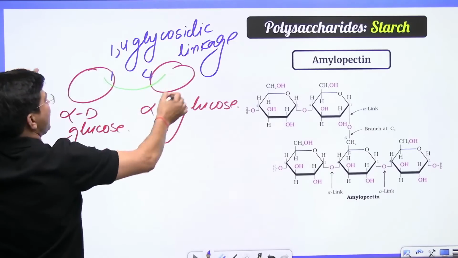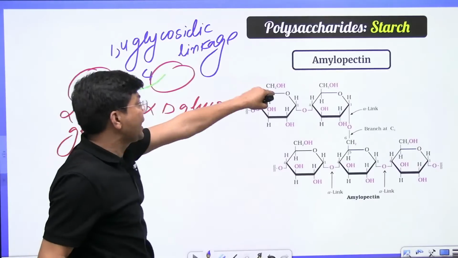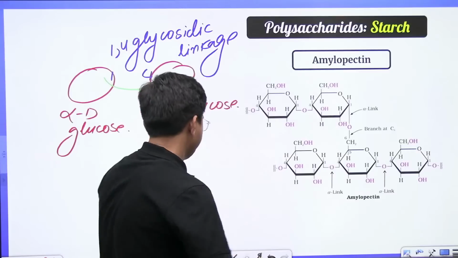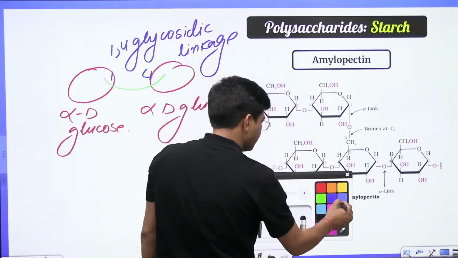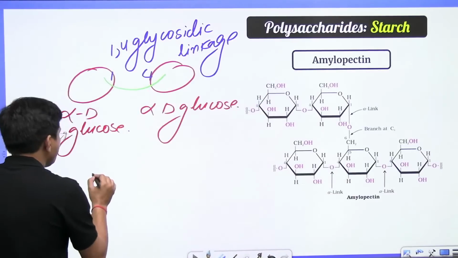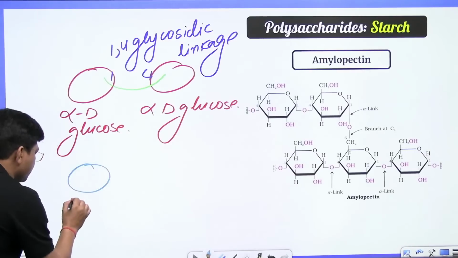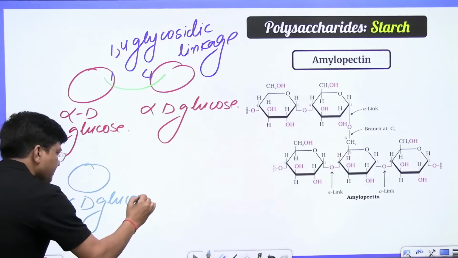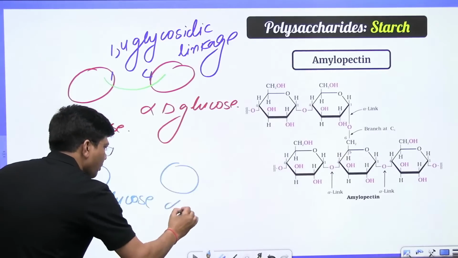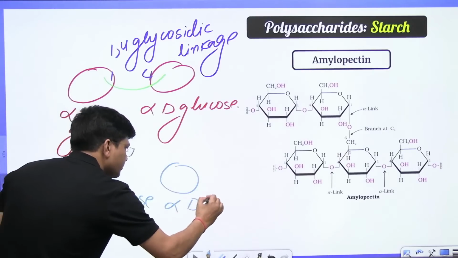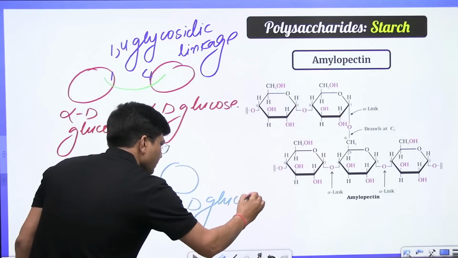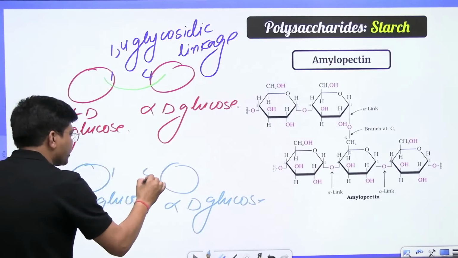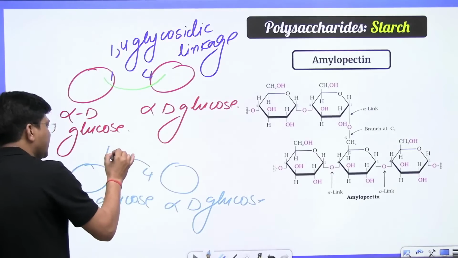This was in the starch amylose, but amylopectin is a little bit more complex structure. See how? I am drawing one more alpha D glucose, like a chain or polymer, and they are also joined together, its first carbon, its fourth carbon, 1,4-glycosidic linkage.